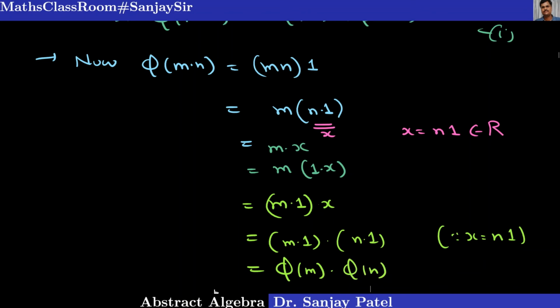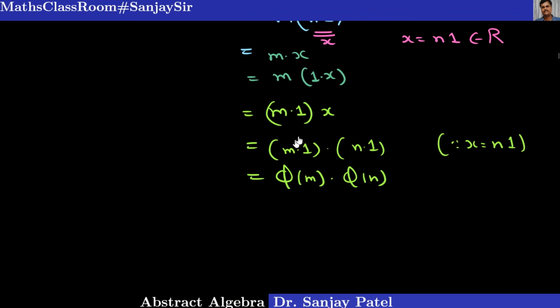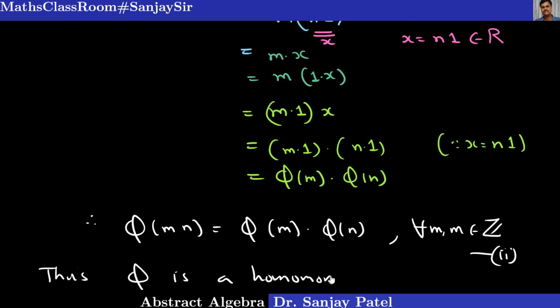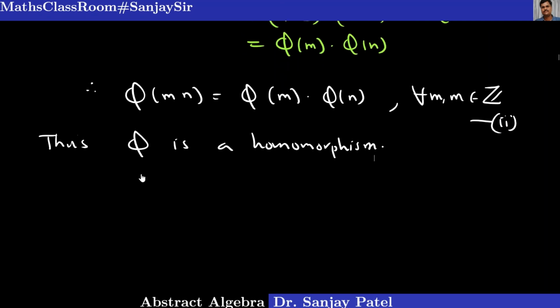So we have proved that phi of m into n is equal to phi of m into phi of n for every m and n belonging to Z. So this is our second result. From 1 and 2, it follows that this phi is a homomorphism.